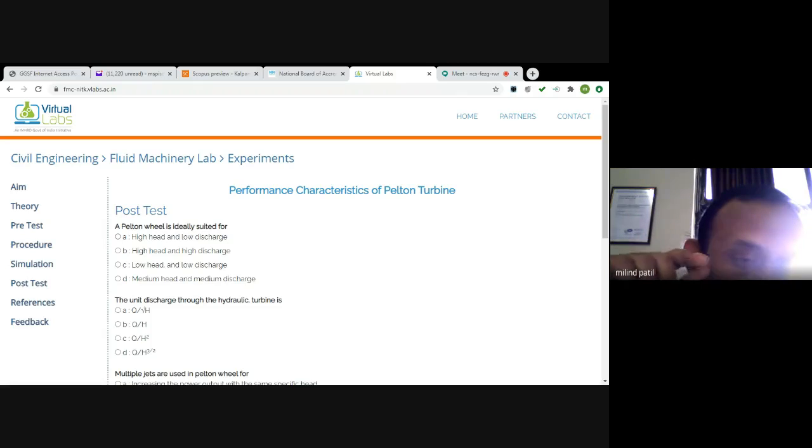Don't write a conclusion that we found the efficiency to be 80%. I need a conclusion on every topic: what is the aim, what you learned, what the theory is, what important parameters you learned from the theory, what the pre-test observations were, what the post-test observations were, how you performed the various activities, and what the outcomes of this practical are. Discuss what the various graphs that you plotted for the Pelton turbine are indicating.